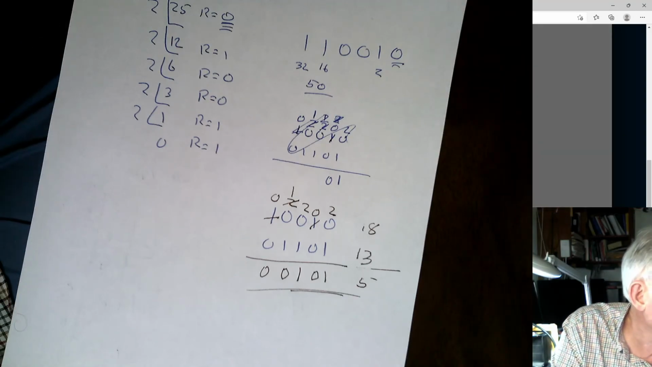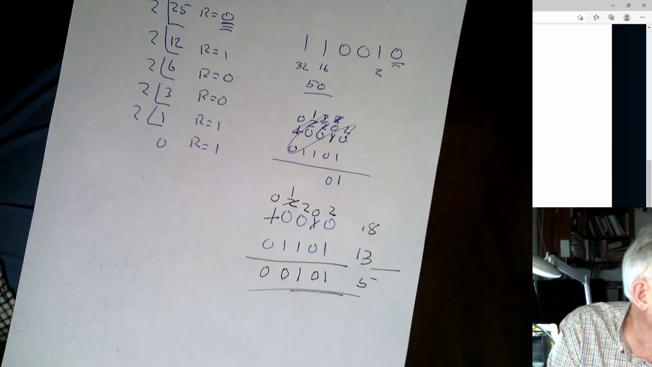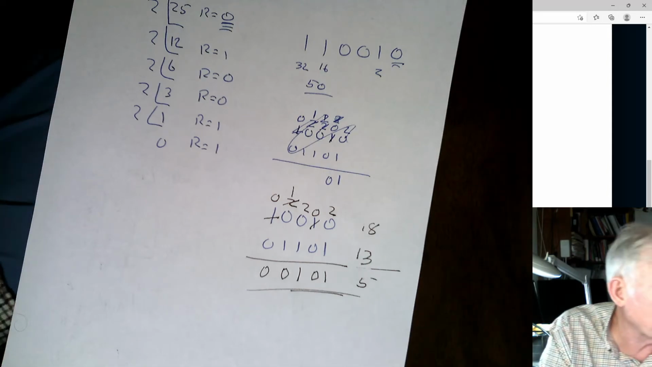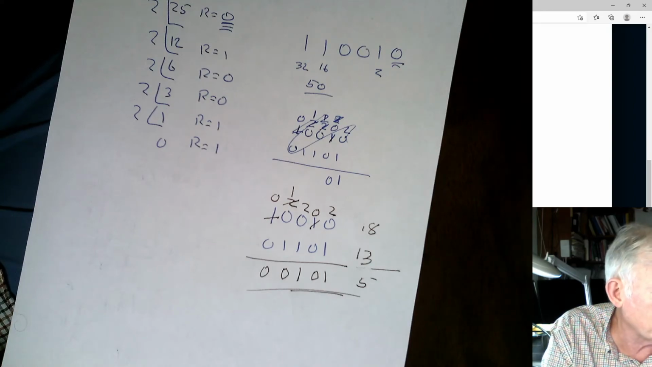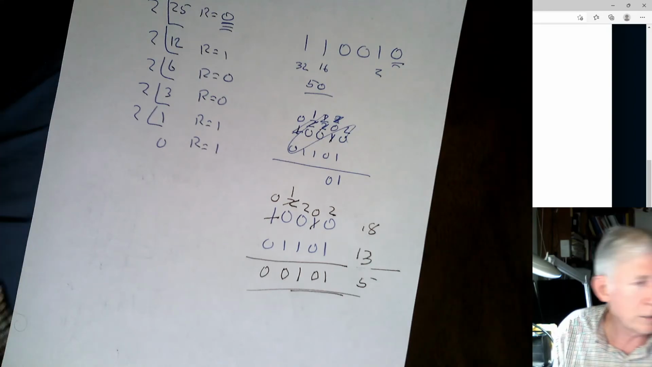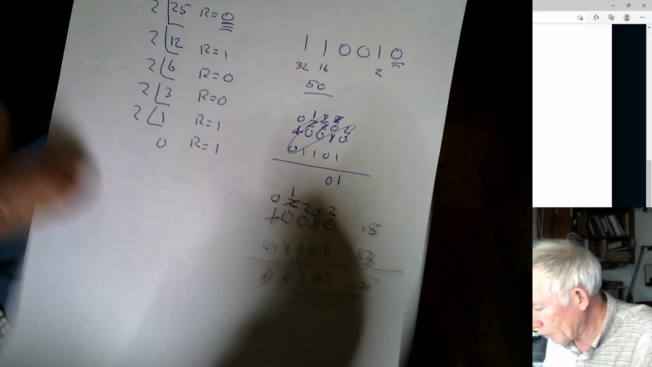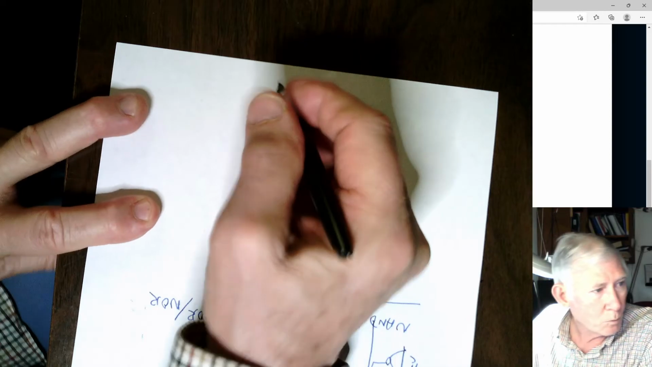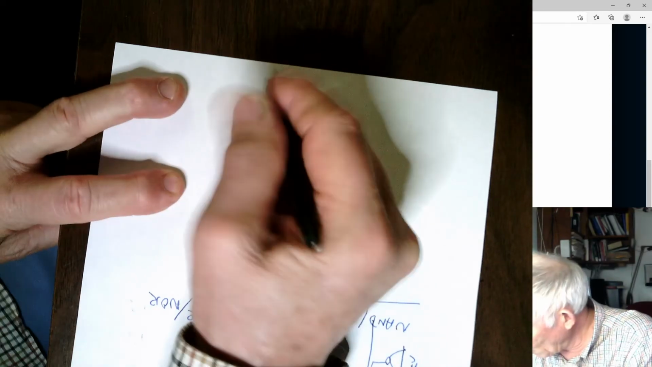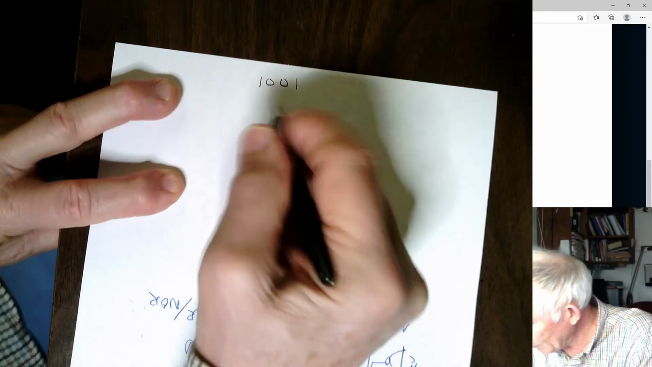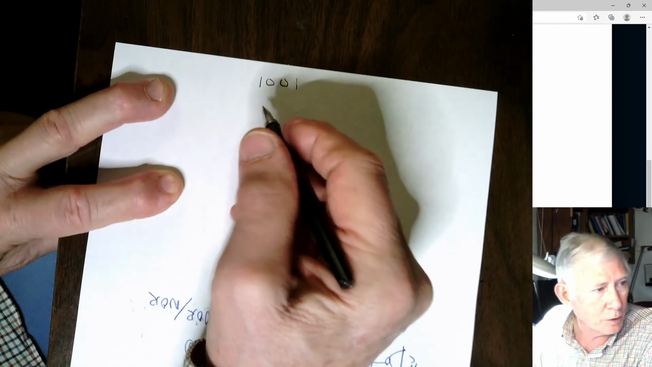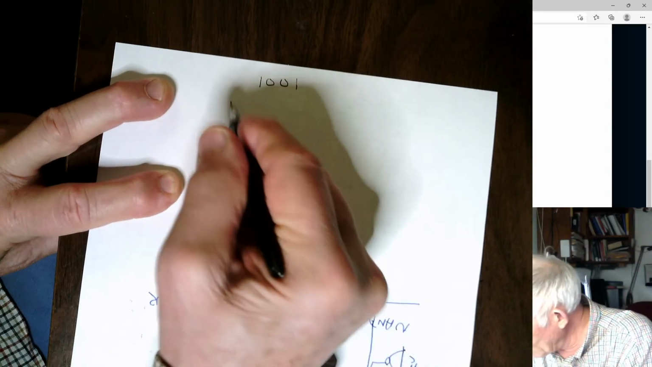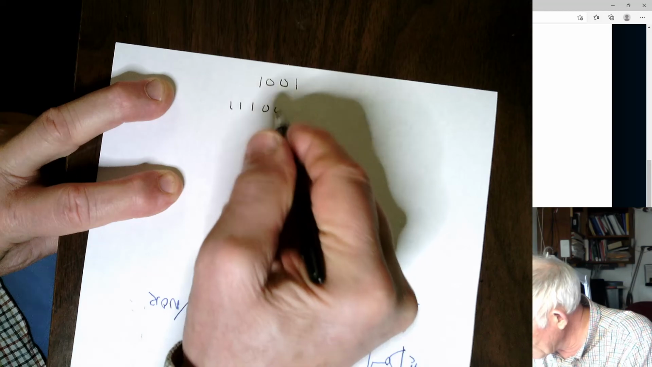So 4. Okay, so we're going to multiply these. So remember, you just copy this partial product. We'll let this be the multiplicand. This will be the multiplier. So that's really easy. Maybe we'll do this a little bit. Let's see. So we'll take 1, 0, 0, 1, and we're going to multiply it by 1, 1, 1, 0, 0, 0, 1.